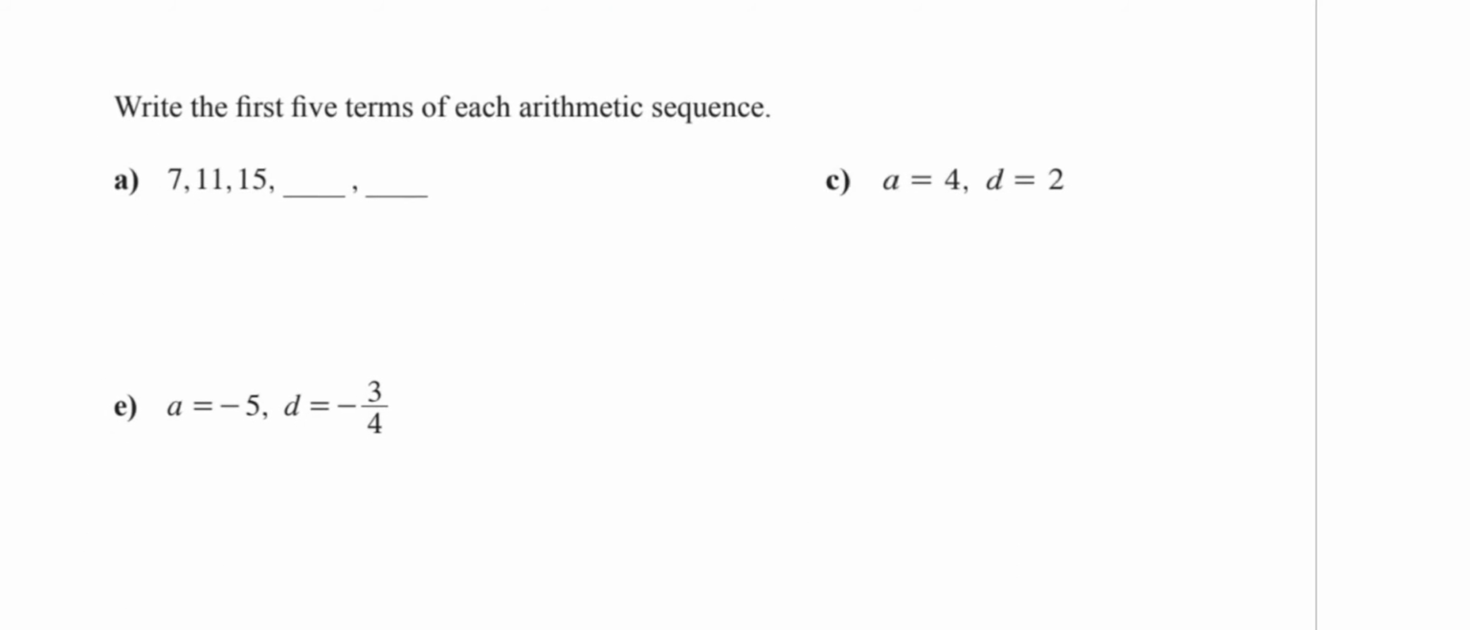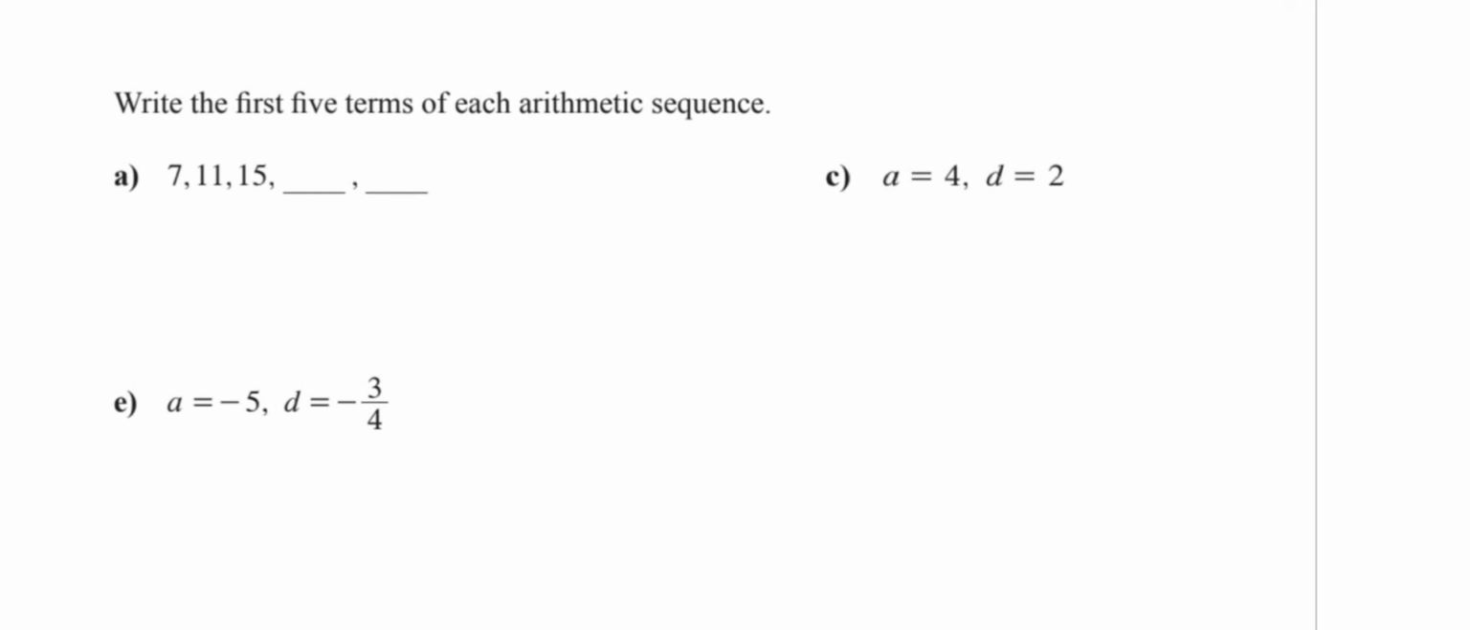Okay, let's move on to question number 7 here. Write the first 5 terms of each arithmetic sequence. Okay, so over here I'm going up by plus 4, plus 4. All right, so keep on adding 4, so I get 19 and 23.